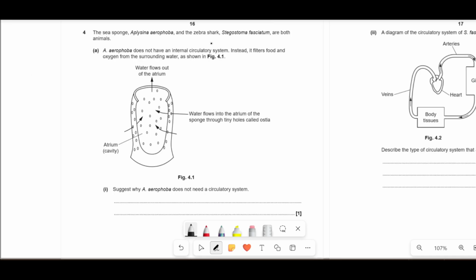The sea sponge and the zebra shark are both animals. This sea sponge does not have an internal circulatory system. Instead, it filters food and oxygen from the surrounding water, as shown in this figure. So we've got the atrium cavity here.